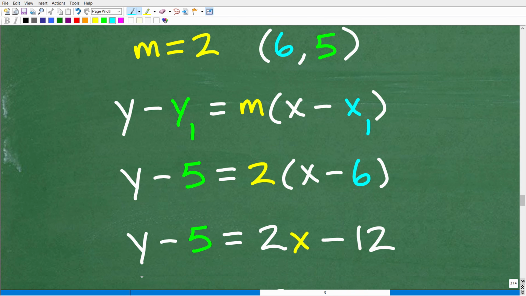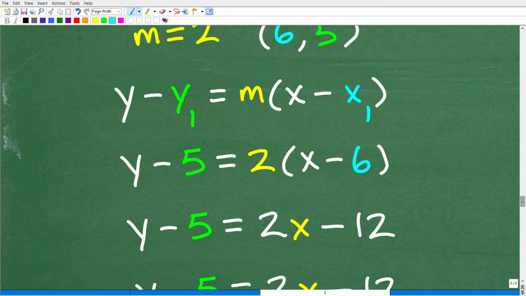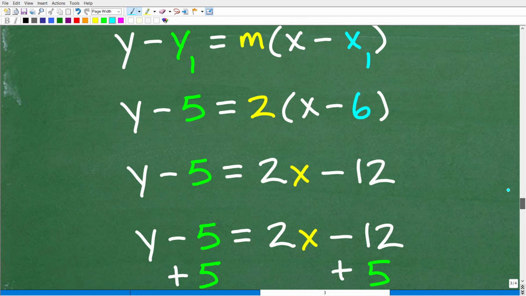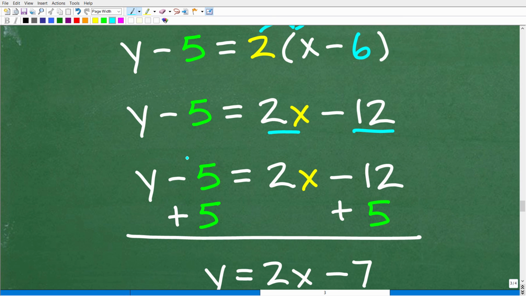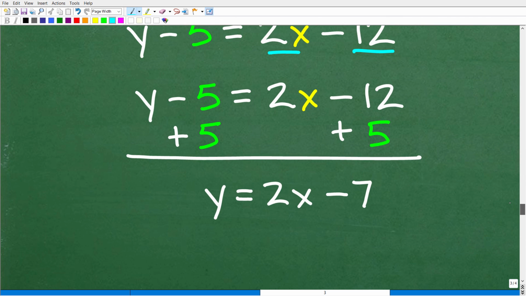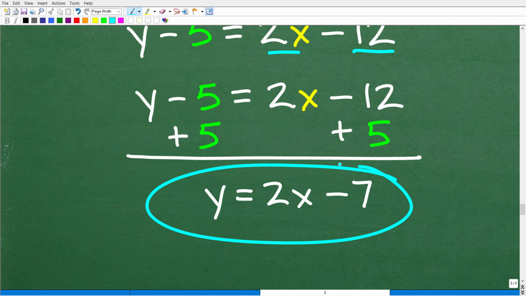Now all we need to do is simplify this and get it into y equals mx plus b form. What we're going to do first, once we have everything plugged in, is do the distributive property on this side. So 2 times x is 2x, and 2 times 6 is 12. So we have 2x minus 12, and y minus 5 is equal to 2x minus 12. We're just going to solve for y. This is pretty easy. All we're going to do is add 5 to both sides of the equation. And voila, we have our equation in y equals mx plus b, or slope-intercept form, and that is y equals 2x minus 7.